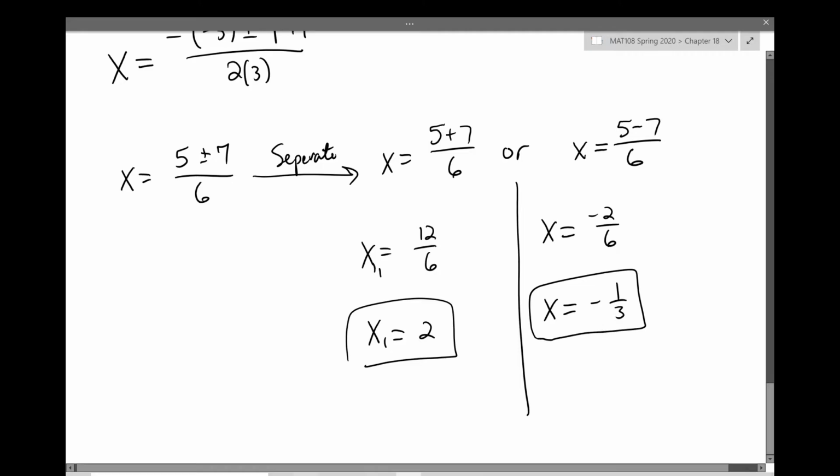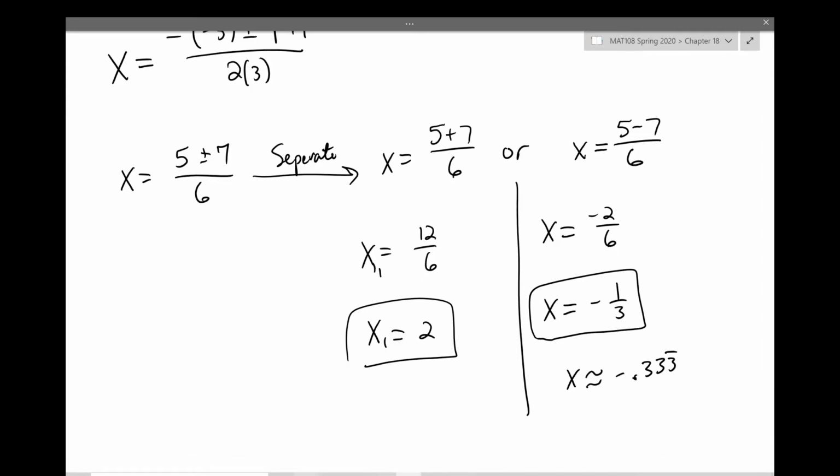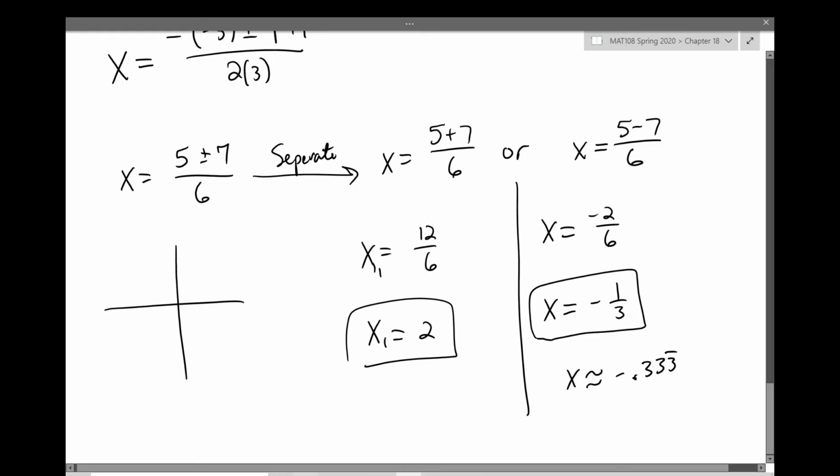Now, as a decimal, this is approximately negative 0.333 repeating. The reason I wrote that is because I told you I'm going to graph this for you. So remember, what we're expecting here is to go through negative 1/3. If this is negative 1, I'm going to say that's negative 1/3, and 2. And we're expecting our quadratic to look something like that. Let me write this a little nicer. There we go. This is what we are expecting our graph to look like.